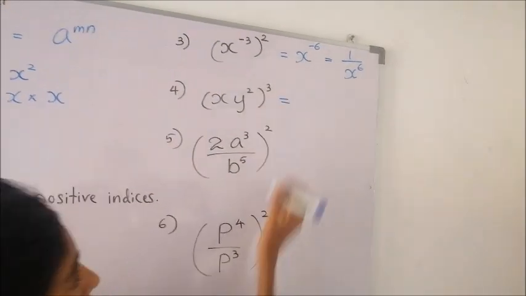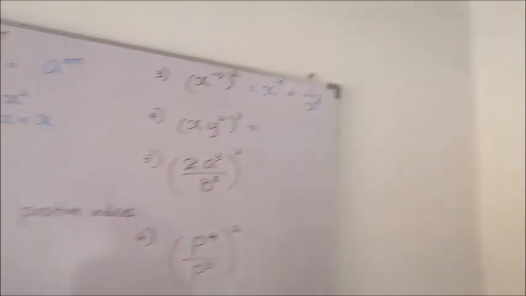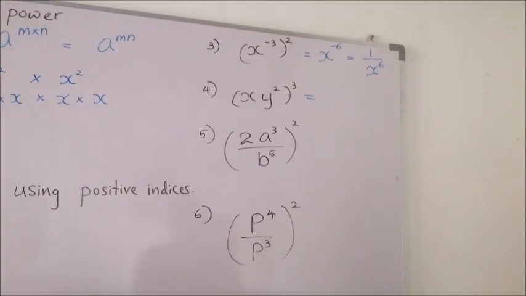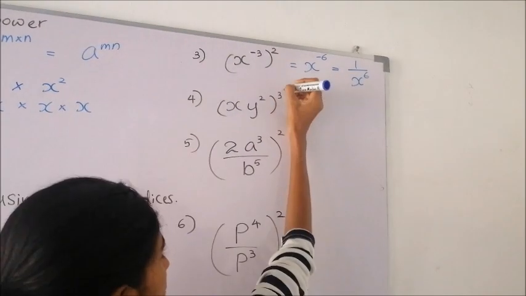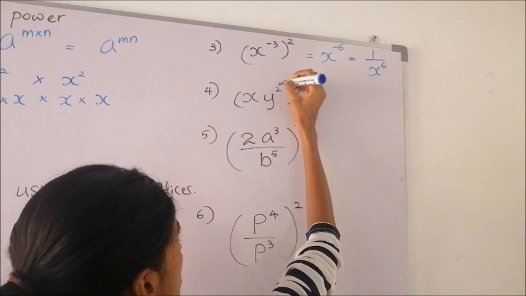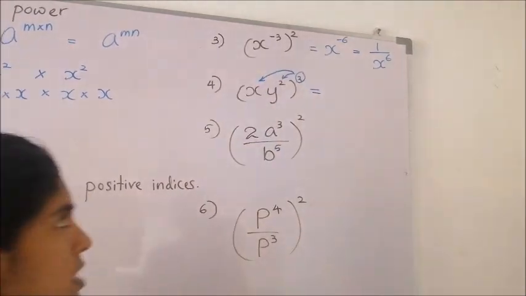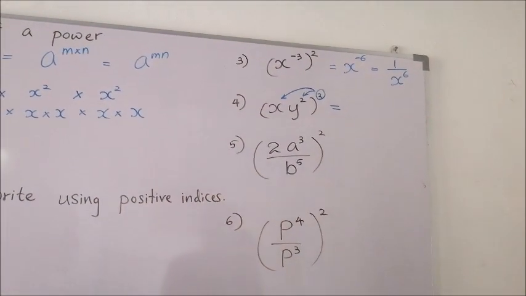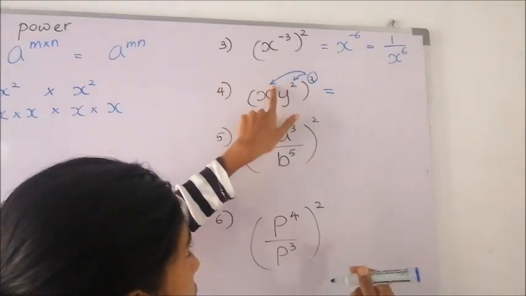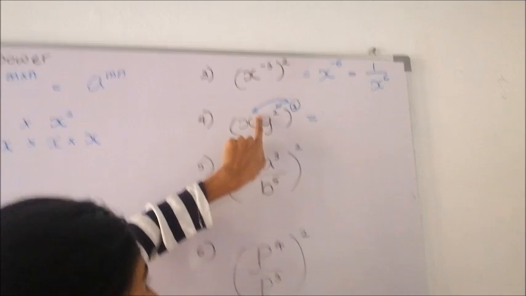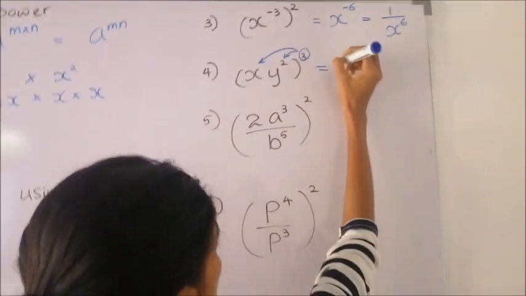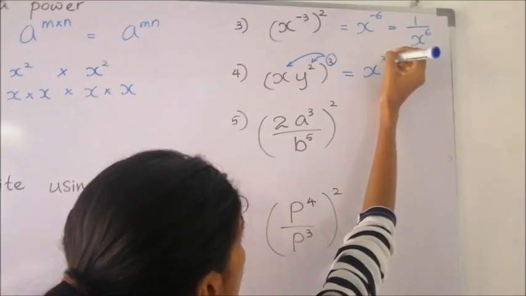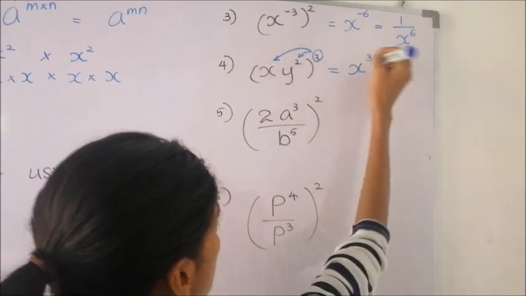Next one. See, two terms are within brackets. At that time, we should know this index should be applied to each and every term inside the bracket, for each and every number or letter. So here what should be the power here? 1, no? 1 times it is there, no? 1 times 3 is 3. X to the power 3 and y to the power 2 times 3, 6.